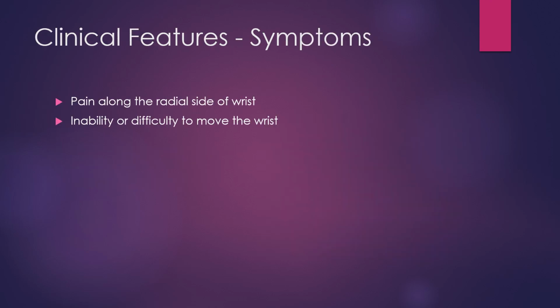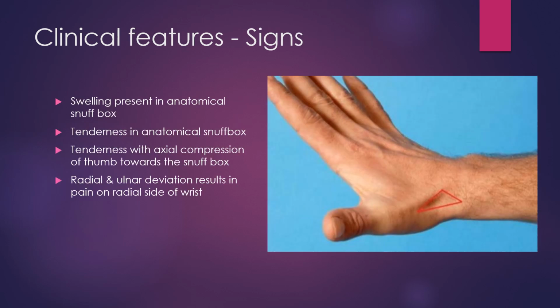And coming to the clinical features, there will be pain along the radial side of the wrist, and there will be inability or difficulty to move the wrist joint. And coming to signs, there will be swelling, there will be tenderness. Both will be present in the anatomical snuffbox. This is your anatomical snuffbox. It's a very important anatomical structure. We'll see it in the next slide. What does it mean? There will be tenderness with axial compression of the thumb towards the snuffbox, and the radial ulnar deviation will result in pain on the radial side of the wrist.